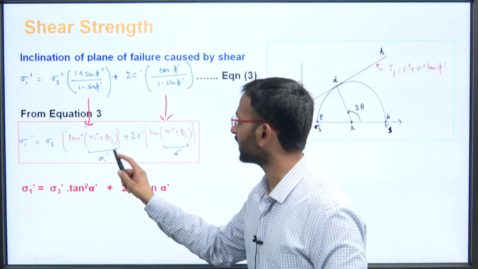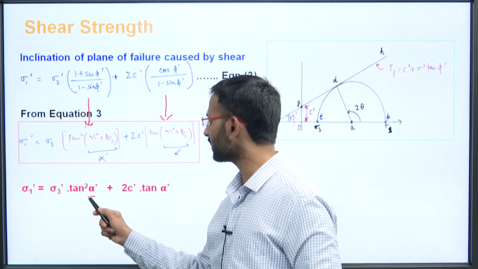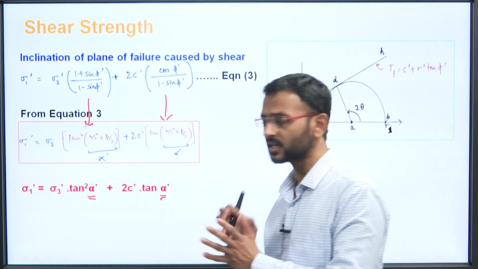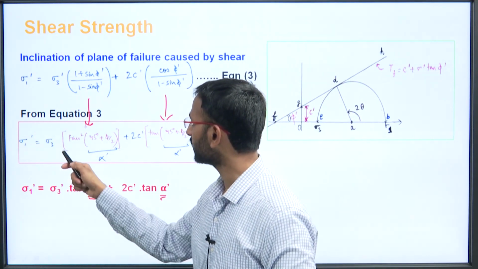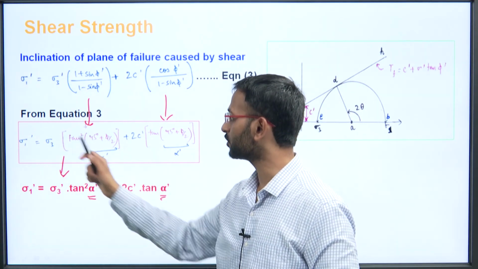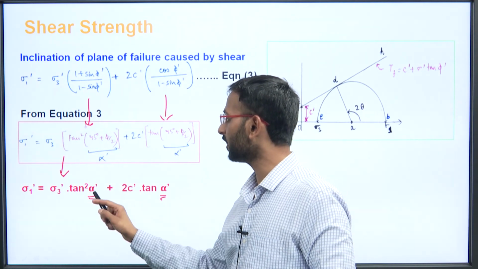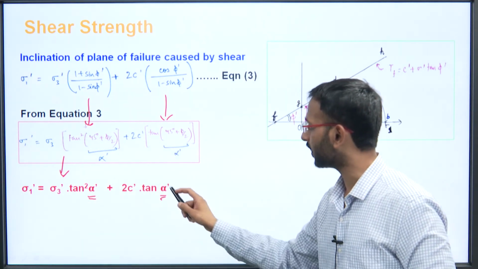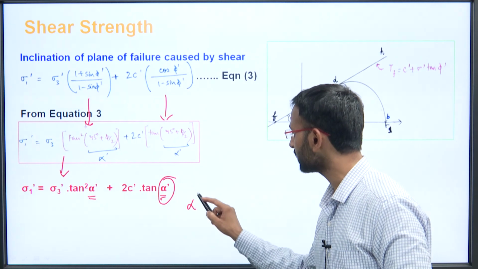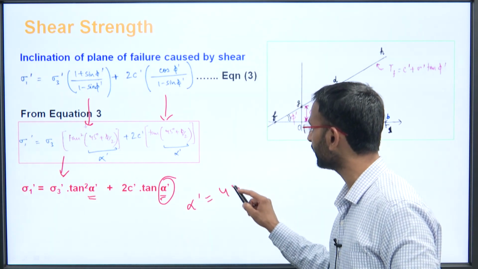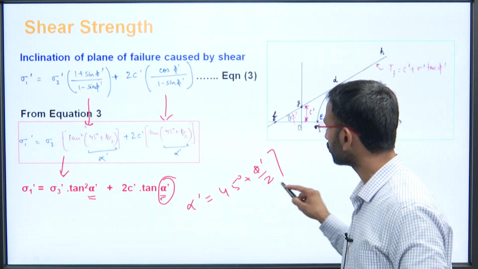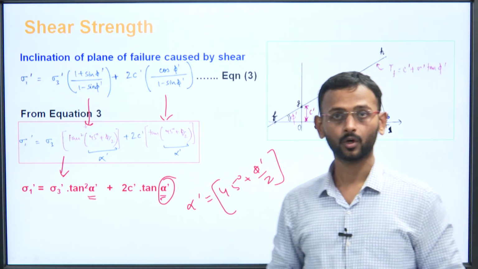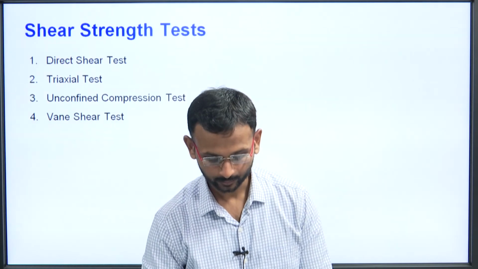If we are considering this as alpha, it is just for simplification, nothing else, I am telling you again, alright. So, it is nothing but the same formula here also: sigma 1 dash is equal to sigma 3 dash tan square alpha, alright, plus 2c dash tan alpha, and in this case this alpha is nothing but 45 degree plus phi dash by 2. So, this is the alpha angle here, alright. So, this is one aspect here, okay.